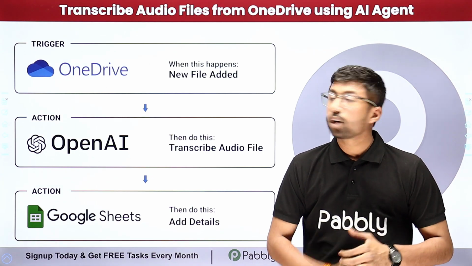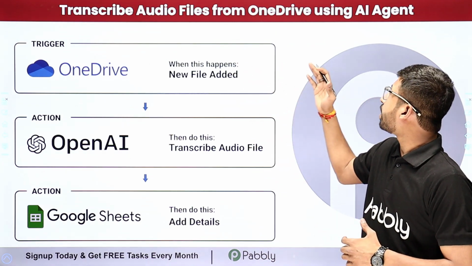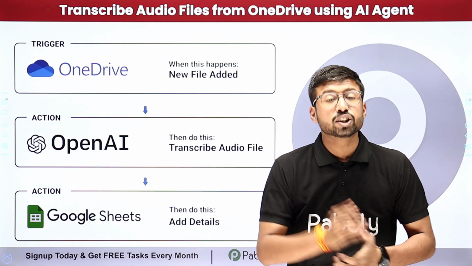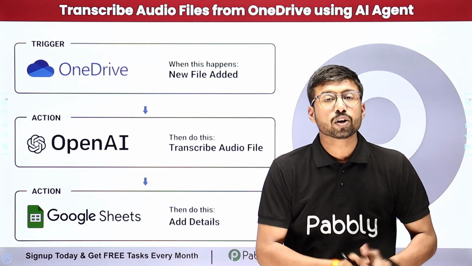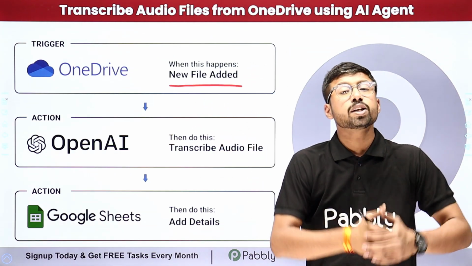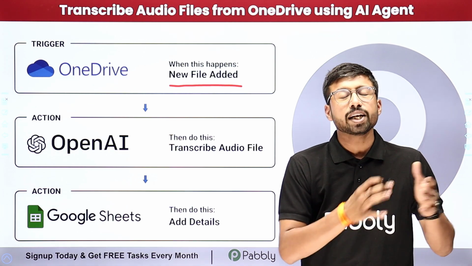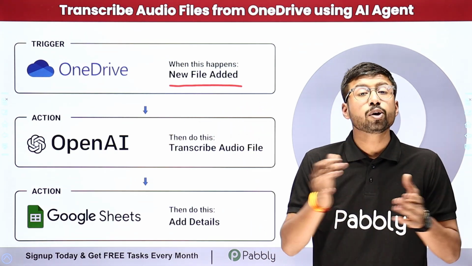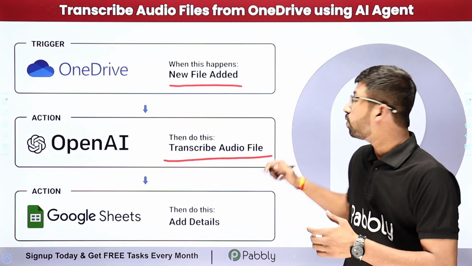So in this video, we are going to learn how to transcribe audio files from OneDrive using an AI agent. We are going to build an AI agent which is going to capture the new audio files which we are uploading in our OneDrive folder. After capturing the new files from OneDrive, this AI agent will send the same files to OpenAI, and using OpenAI, we are going to get the transcription of these audio files.